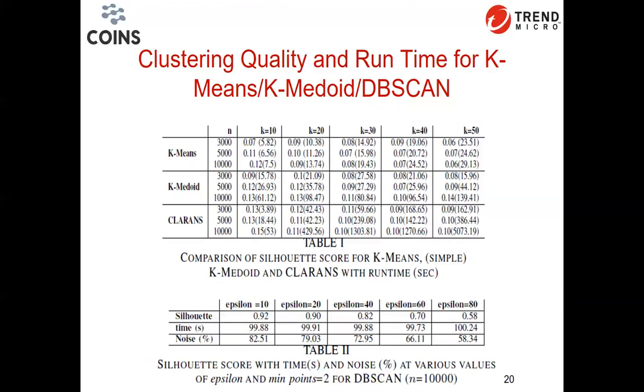Compare that with table 2, where we have DBSCAN with various parameter choices. It produces far better cluster quality, as the silhouette goes as high as 0.92. There are some trade-offs involved here also, like if you increase epsilon, you can cluster more points or samples, but your cluster quality decreases. So you have to make some adjustment there.